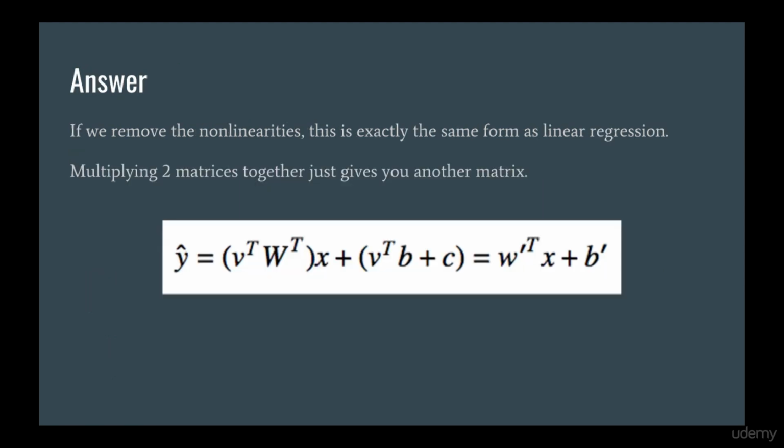The answer is you get linear regression. Notice how if you remove the nonlinearities, you can simplify the equation by multiplying out the weights and biases and grouping them together. And this is the exact same form as linear regression. This is because multiplying two matrices together just gives you another matrix.